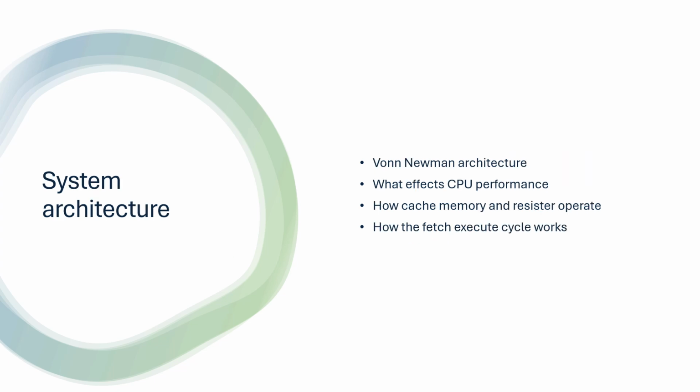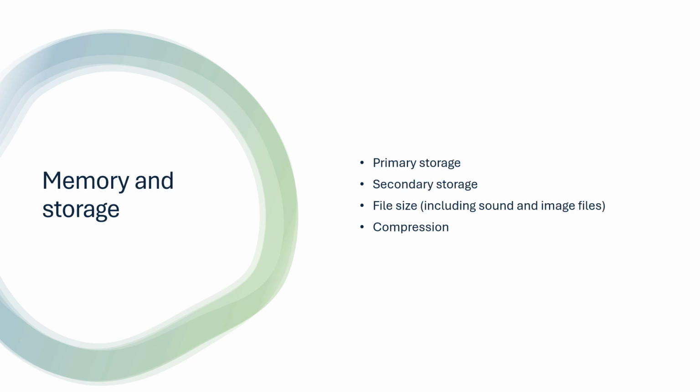System architecture, we need to know what von Neumann architecture is. What affects CPU performance? What can we do to change the CPU to make it run faster or more efficiently? How does cache memory and registers operate? How the fetch execute cycle works. This one tends to come up a lot along with the von Neumann architecture, along with the registers.